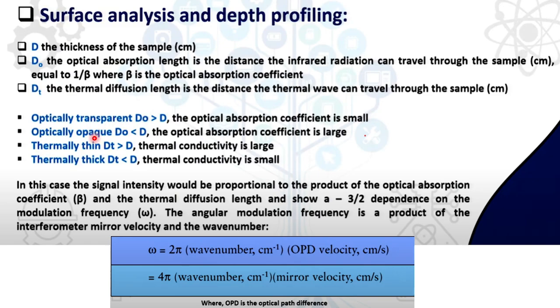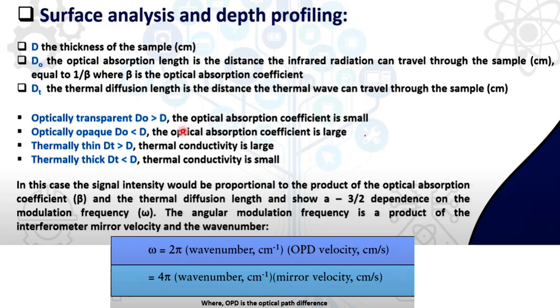Now there are 4 different terms. Optically transparent means if d0 is greater than d, the optical absorption coefficient is small, so that is optically transparent. Optically opaque means what? If d0, the optical absorption length, is less than d, the thickness of the sample, it is optically opaque. That means the light cannot fully pass through your material if the sample thickness is very high.